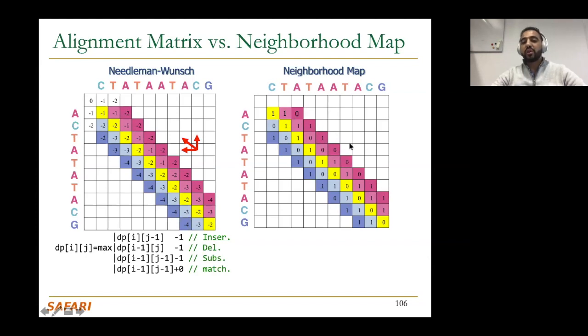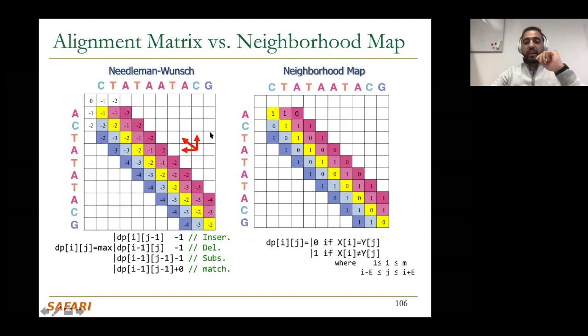You can calculate the entire neighborhood map in one shot using a single clock cycle from FPGA, for example. So by doing this, we are solving the data dependencies totally. We don't have any dependency here. And this is the equation for the dynamic programming. This is the equation for our work.